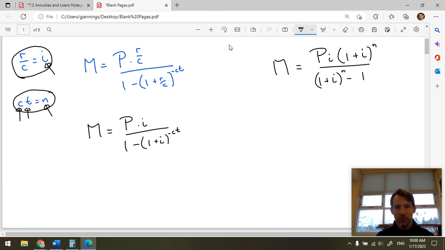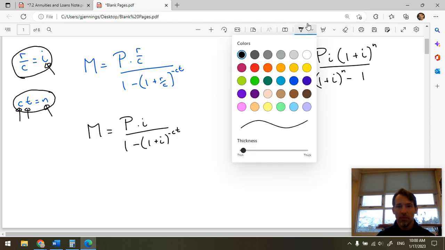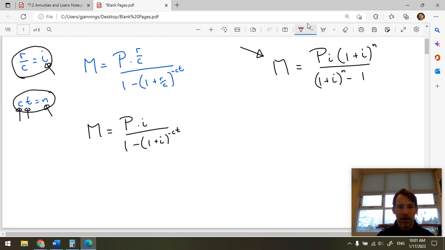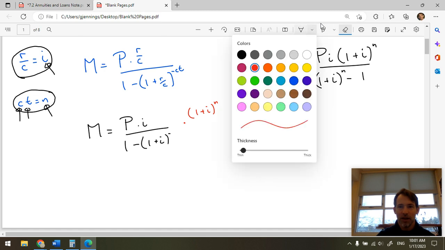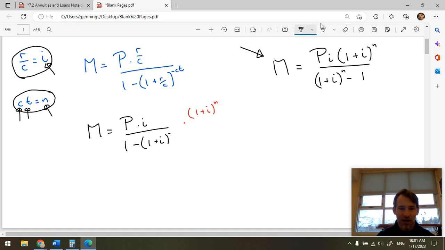Now, this was the formula that Delta Math just gave. It looks different from that, but it's identical, and let's see why. Let's multiply the formula we're working with, top and bottom, by (1 plus i) to the n. Oops, I should have changed ct there to n, the whole idea was to get the letters to match up. So that's the negative n.